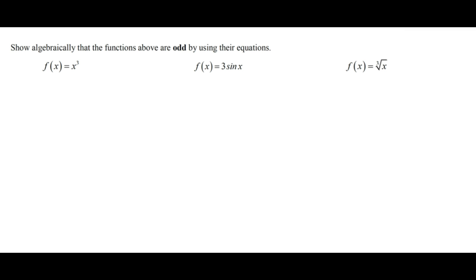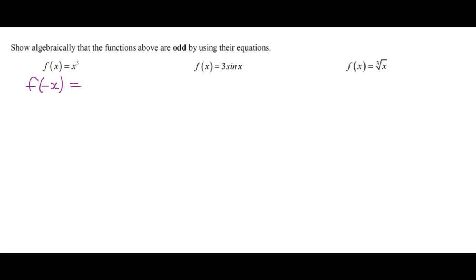Show algebraically the above functions are odd by using their equations. Okay, so we're looking at f of negative x. If we're just given a function, we don't know if it's even or odd. We're going to just evaluate and say, what's f of negative x? If it comes out to be the same as f of x, then we'll say it's even. If it comes out to be the negative of f of x, then we say it's odd. And if it comes out to something completely different, then we'll say it's neither even nor odd.